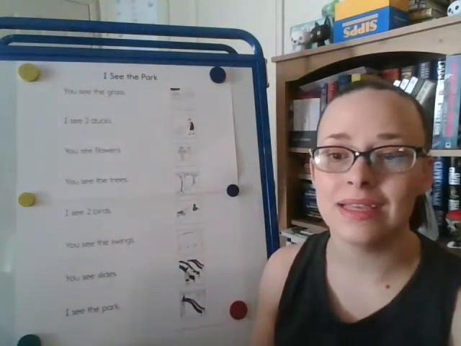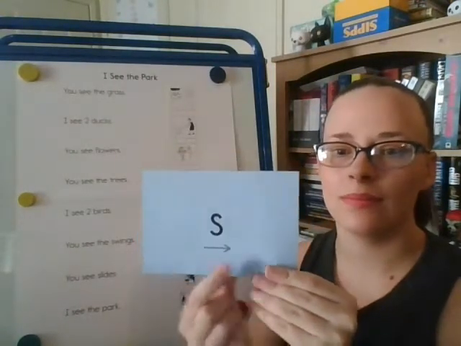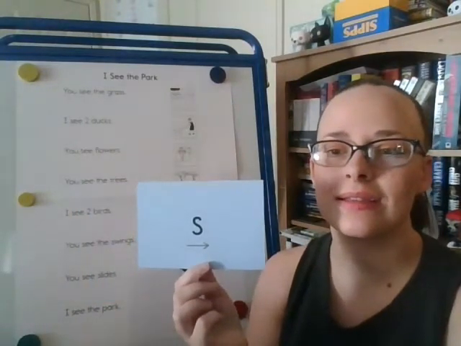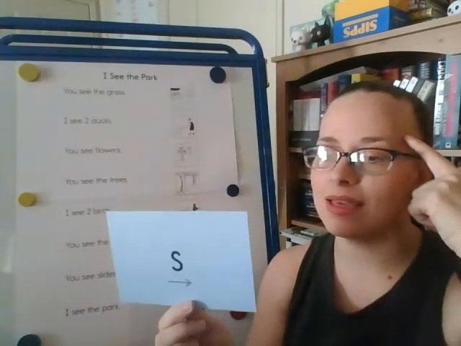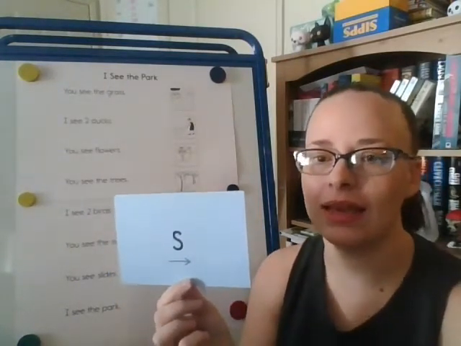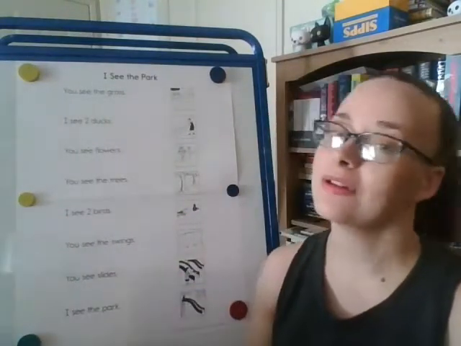Our other sound, say it 3 times. What sound? What sound? What sound? Your student should have said s, s, s. Remember to think hissing snake. I see a hissing snake. S. Let's move on to our sight words.